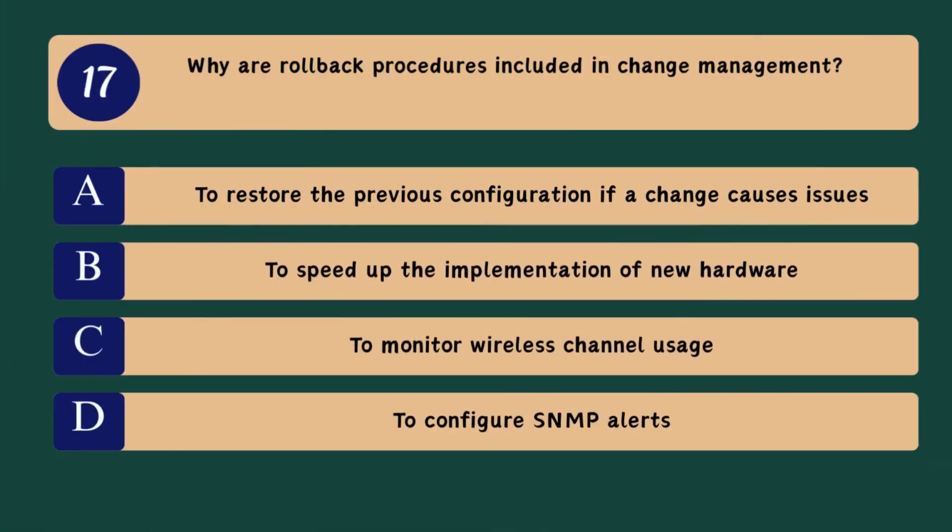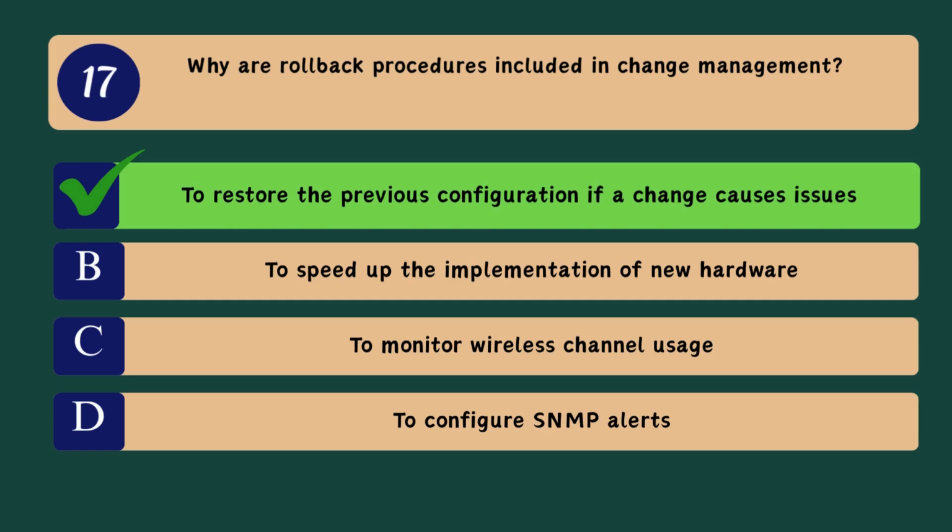Question 17. Why are rollback procedures included in change management? A. To restore the previous configuration if a change causes issues. B. To speed up the implementation of new hardware. C. To monitor wireless channel usage. D. To configure SNMP alerts.